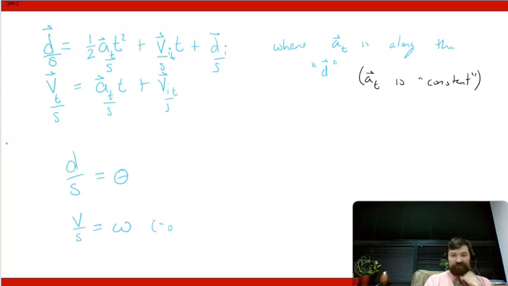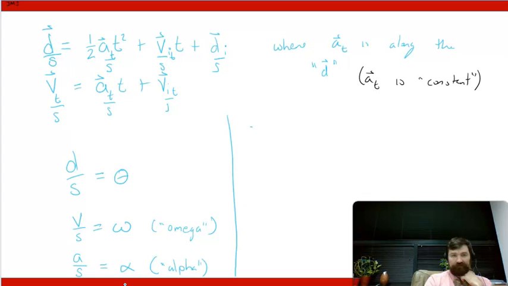I'll put quotations around this. This is the lowercase omega. Along similar lines, we can divide the acceleration by the radius and get this term alpha. This is a lowercase alpha. And that gives us a new coordinate system in which, rather than having to do x's and y's or even this weird d coordinate, we can simply use theta, omega, and alpha.